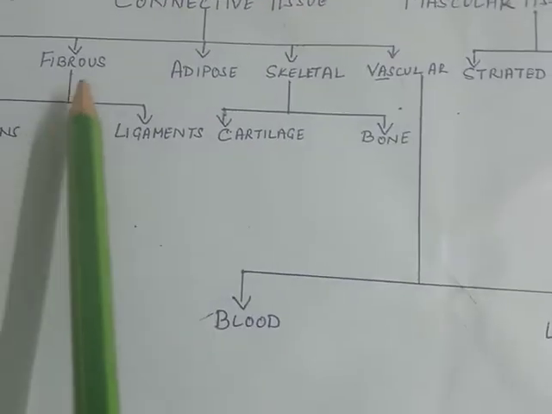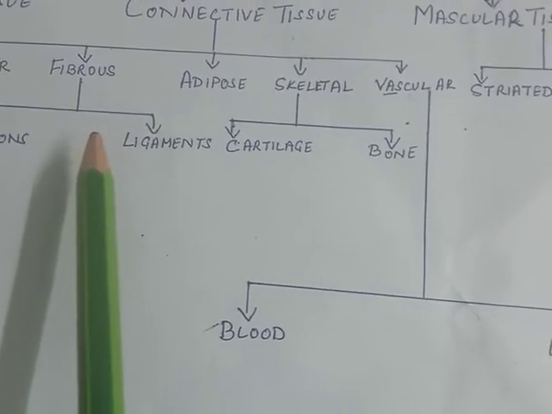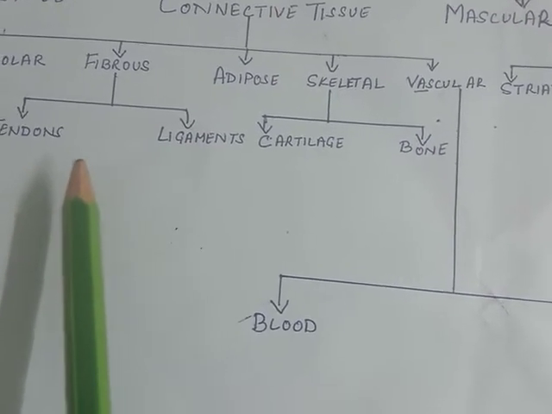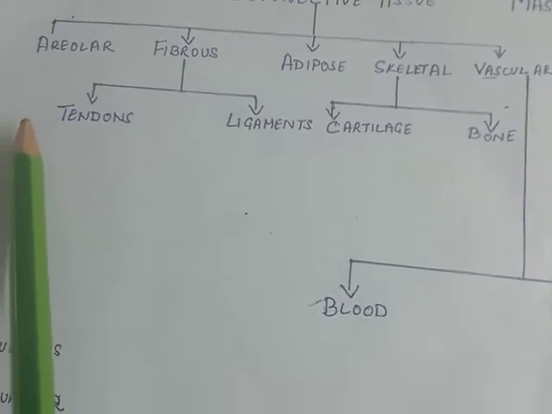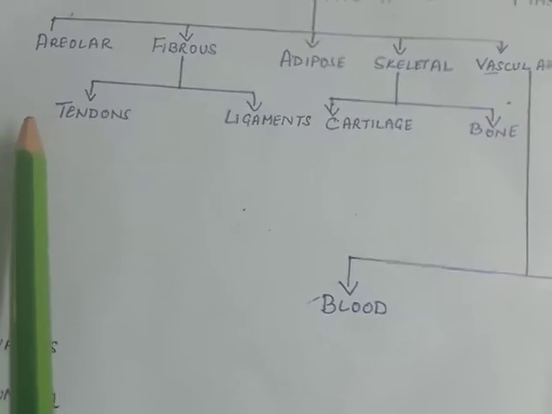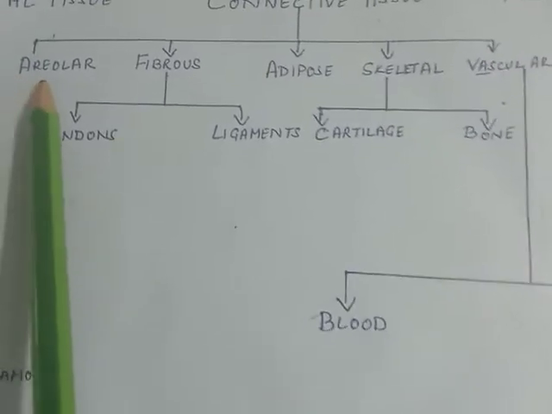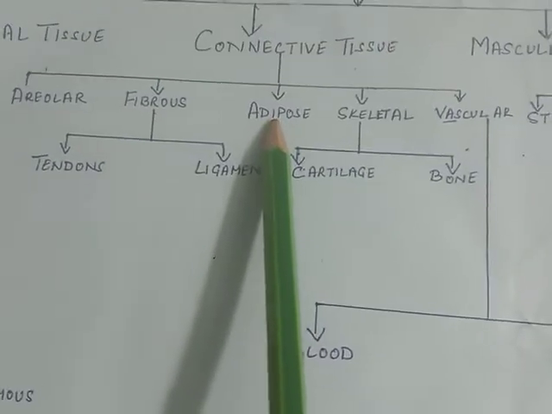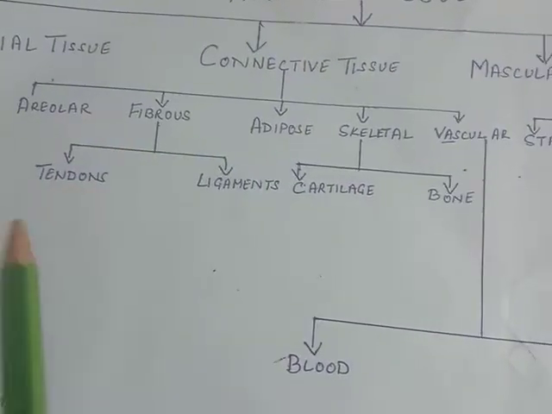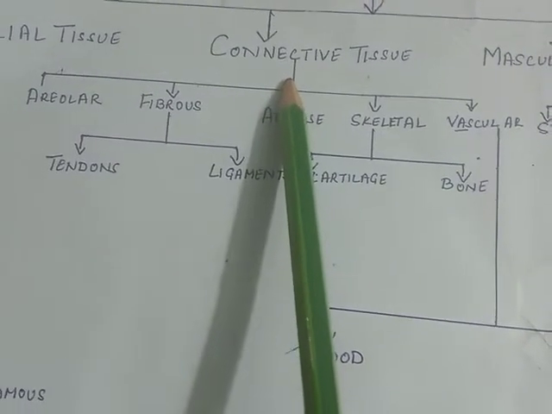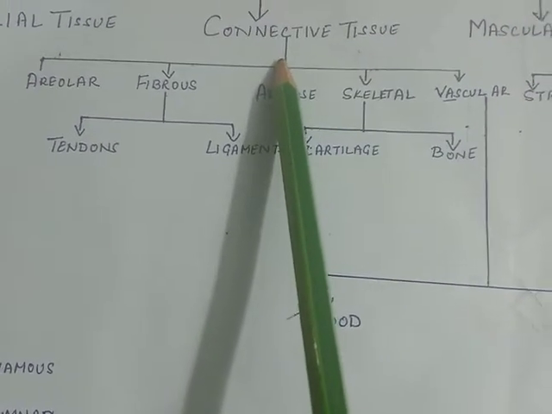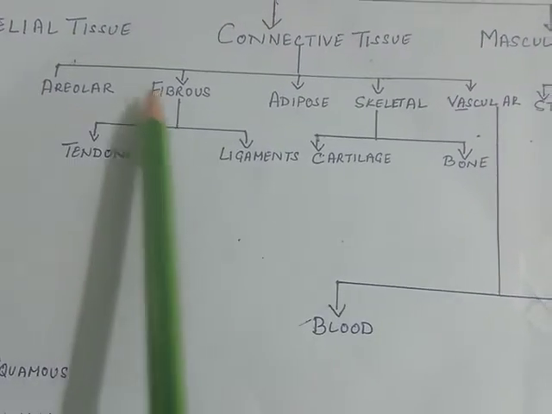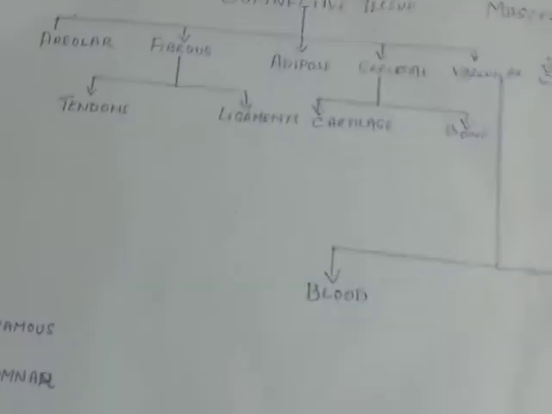As this topic of connective tissue is lengthy, we will study it in parts. Today, we are going to study the first part of the connective tissue, that is areolar, fibrous, and adipose tissue. In this session, I have divided this connective tissue into 3 parts, and today is part A of this connective tissue, that is areolar, fibrous, and adipose tissue.